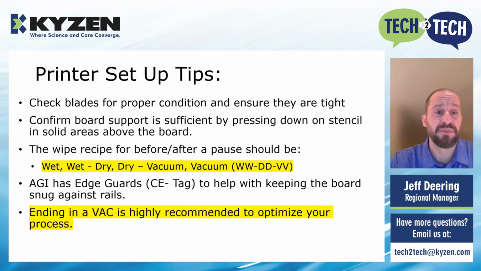Now let's look at some simple printer setup tips. First, we want to check the blades for proper condition and ensure that they're tight. Next, let's confirm the board support is sufficient by pressing down on the stencil in solid areas above the board. Always remember that the wipe recipe for before and after a pause should be wet, wet, dry, dry, vacuum, vacuum. We also need to keep in mind and try to keep the board snug against its rails. And as you'll hear again, ending in a vac step is highly recommended to make sure we optimize the process.